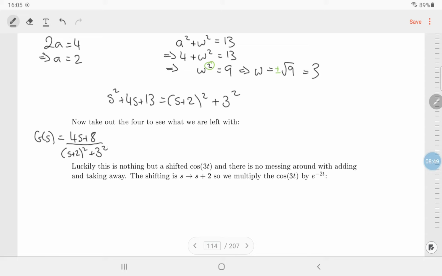Now this is not so easy. I think what we said last time is if you break it up into 4s over that thing and 8 over that thing, it's a bit messy. It's easier just to take out the common factor of 4 initially. If you take out the 4 initially, you're left with s plus 2 on top, because 4 by s is 4s and 4 by 2 is 8. And we have this. And now this is actually exactly a shifted 4 cos 3t. Let me just make it a bit more explicit.